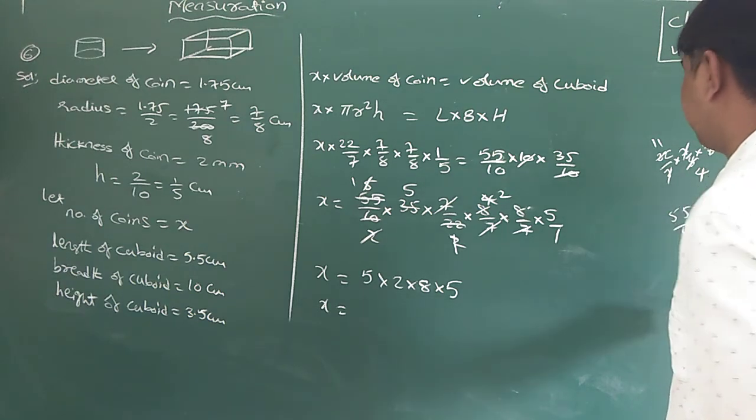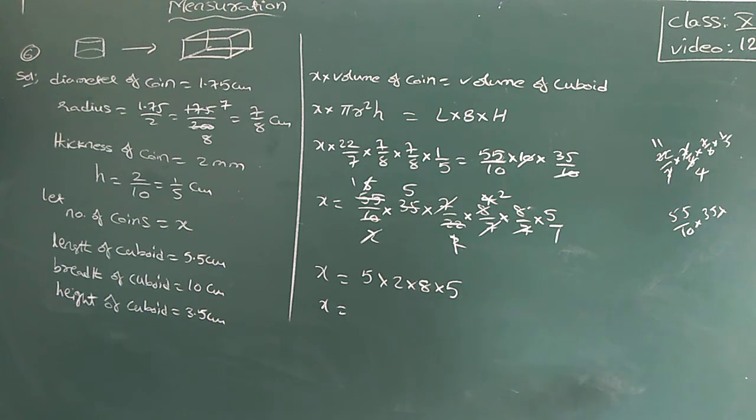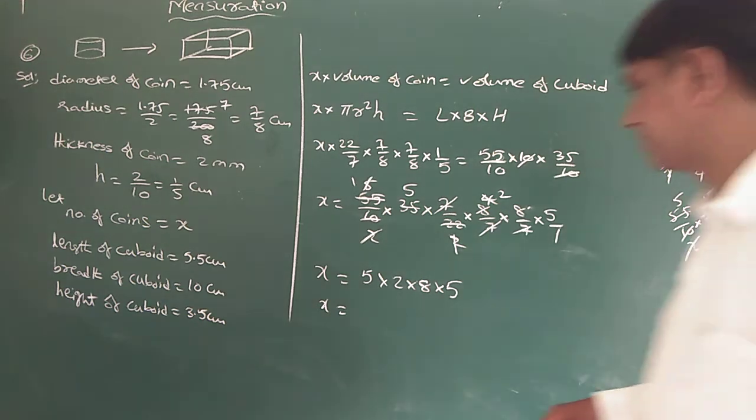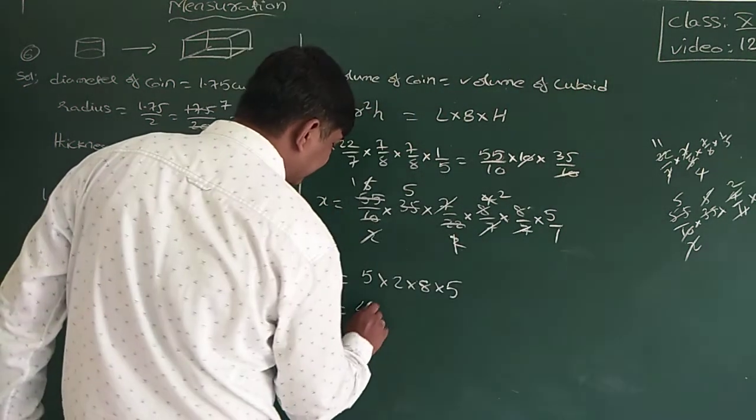35 into 4/11 into 8/7 into 5/1. 11 ones are 11 5s. 7 ones are 7 5s. 5 ones are 5 2s. 2 ones are 2 2s. 5 2s are 10. 10 8s are 80. 80 5s are 400. 400 coins.